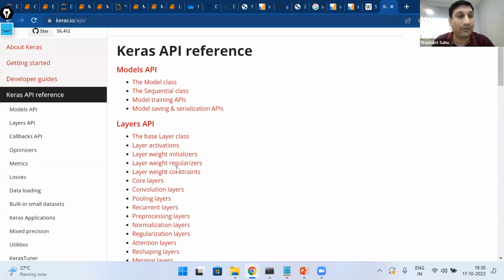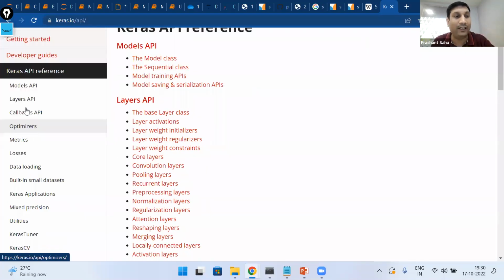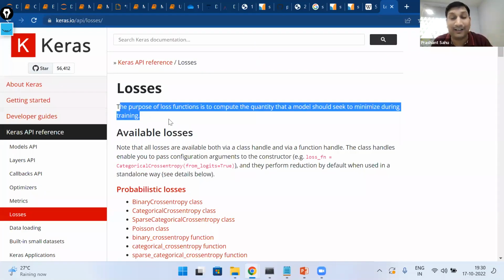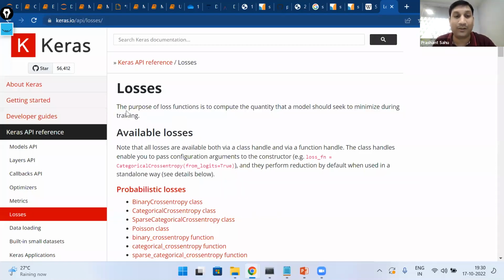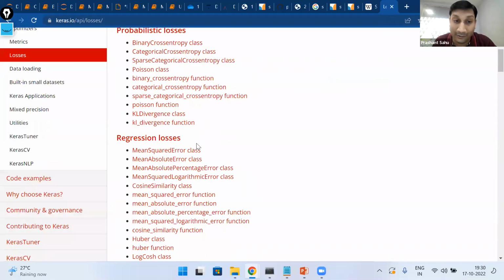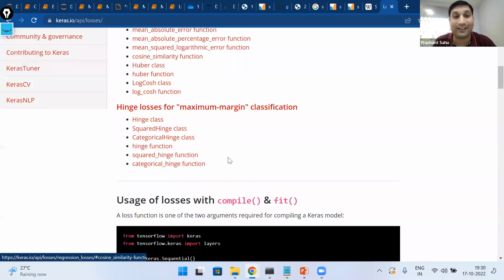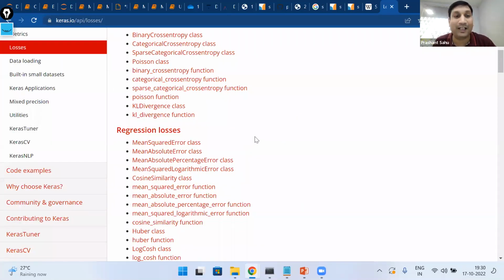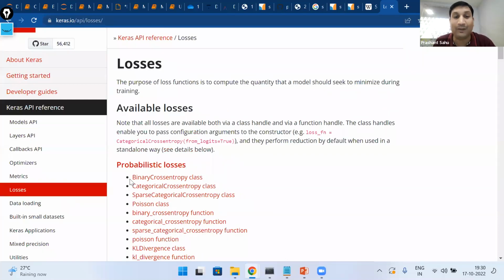From here, on the left side, losses are mentioned. I'm clicking on that, and these are all the possible loss functions you can customize in your deep learning networks. Probabilistic losses are there, regression loss functions are there, classification loss functions are there, hinge loss, Huber loss, log loss, MAE, MSE, cosine similarity, KL divergence, binary cross entropy, categorical cross entropy and everything. These are all the loss functions popularly used in deep learning.